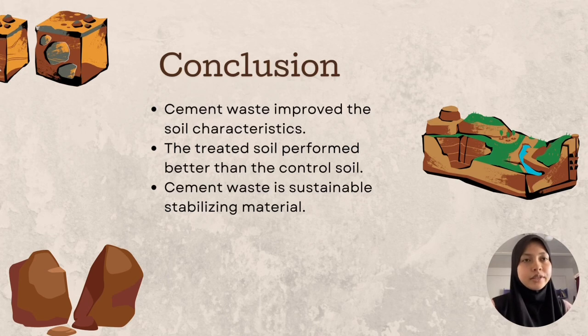To conclude, the results show that the cement waste successfully improved the characteristics of the soil. Compared to the control soil, the treated soil performed better in terms of stability and compaction. This shows that the cement waste can be used as a sustainable soil stabilizing material. It not only improves soil performance, but also helps to reduce construction waste, making it a more environmentally friendly option.